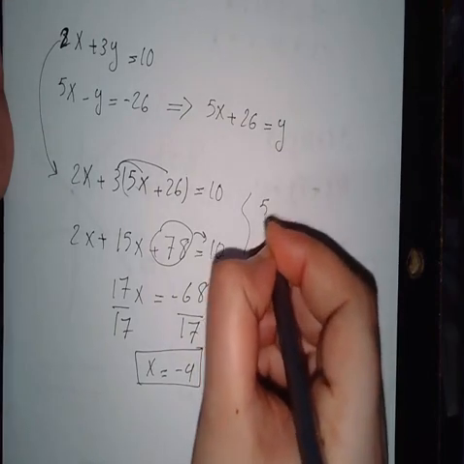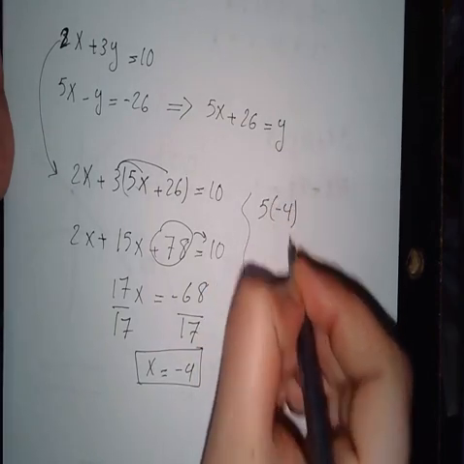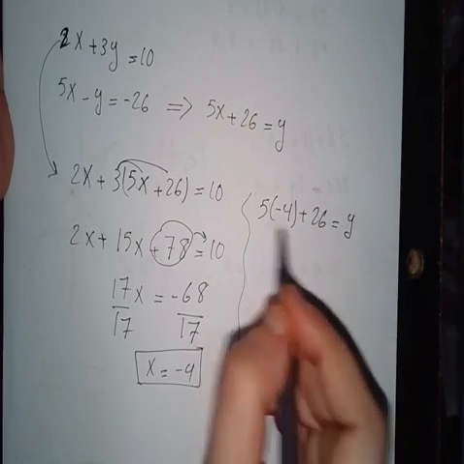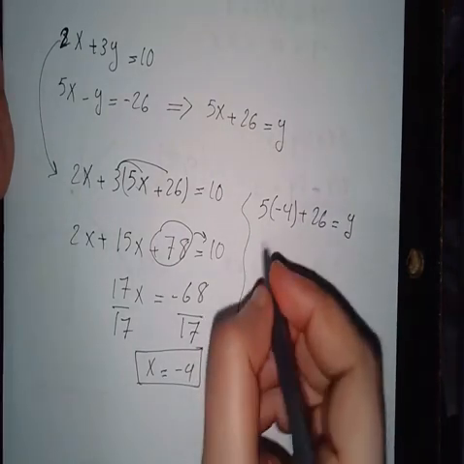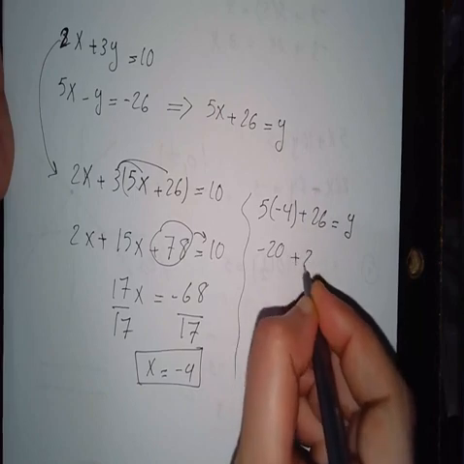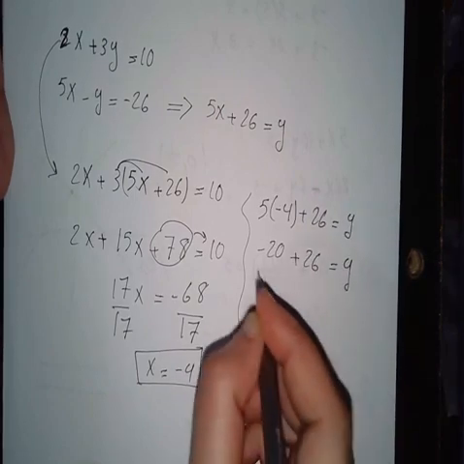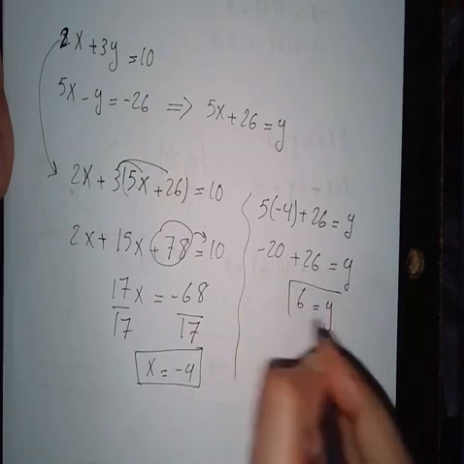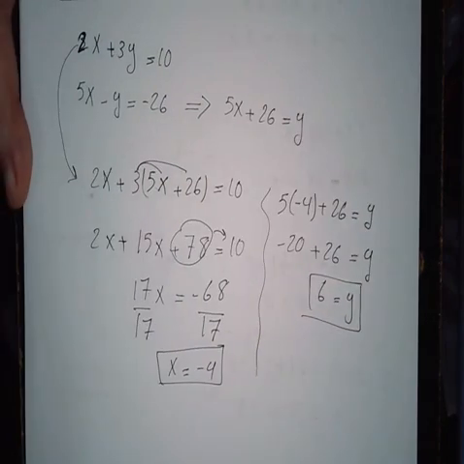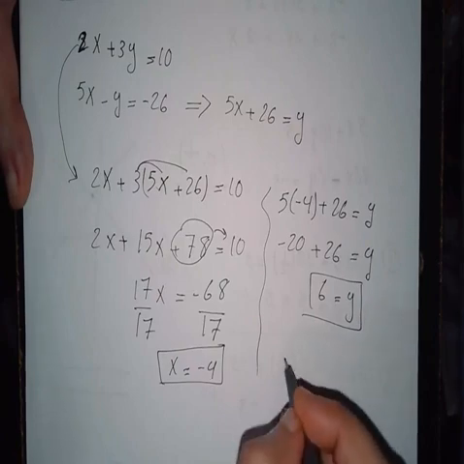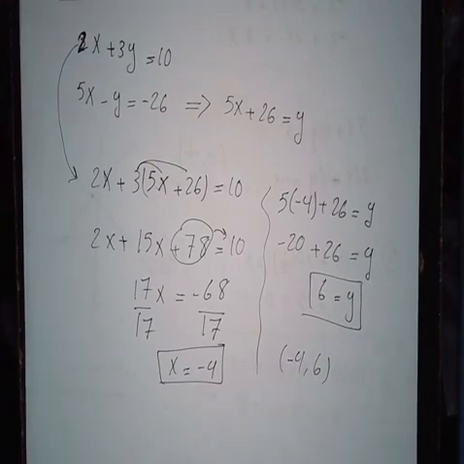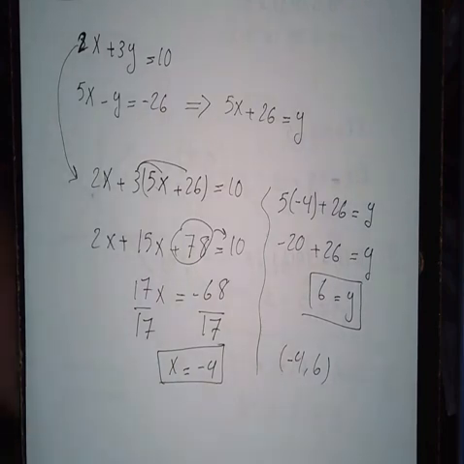So it's 5 times the negative 4 plus 26 equals y. So 5 times 4 is 20, and it's negative, so negative 20, right? Plus 26, so that totals to positive 6, so y is positive 6. Done. And the solution is negative 4 and 6. Okay, so that was substitution.